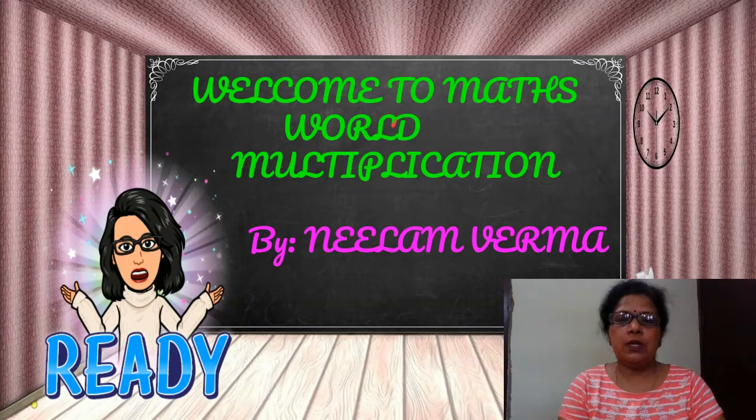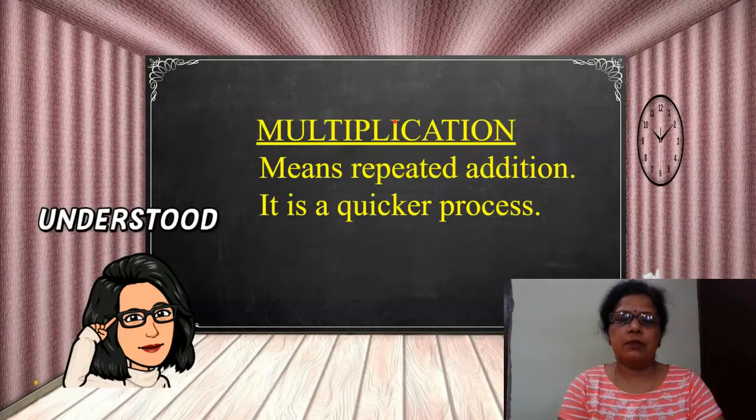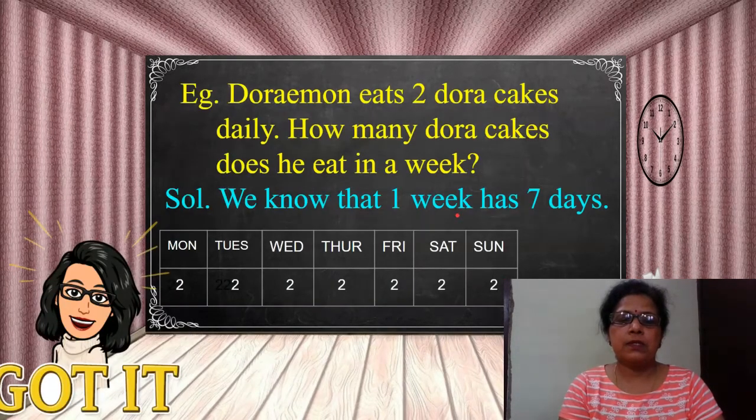Today, we are going to study multiplication. Multiplication means repeated addition. It is a quicker process. Let's have an example. Doraemon eats 2 Dora cakes daily. How many Dora cakes does he eat in a week?